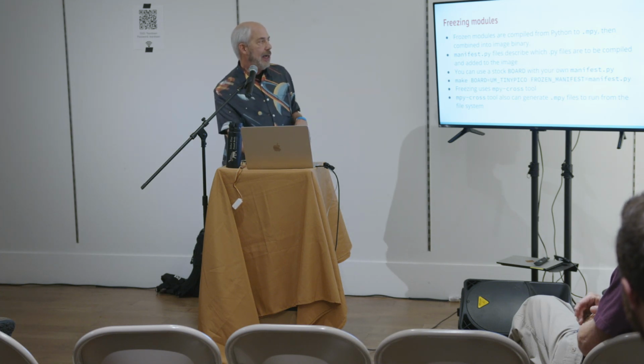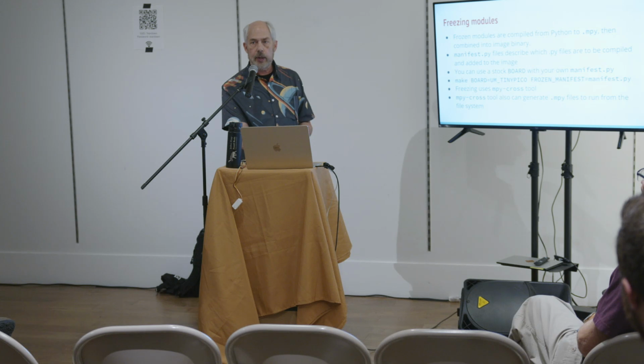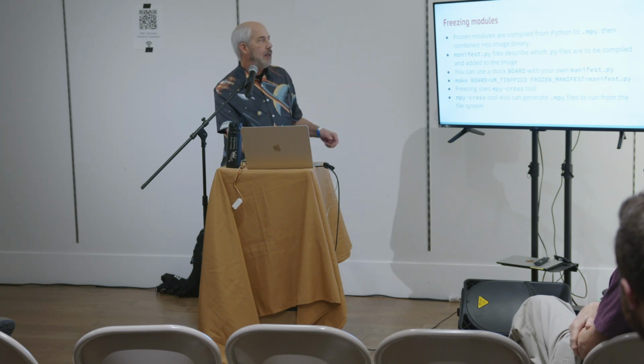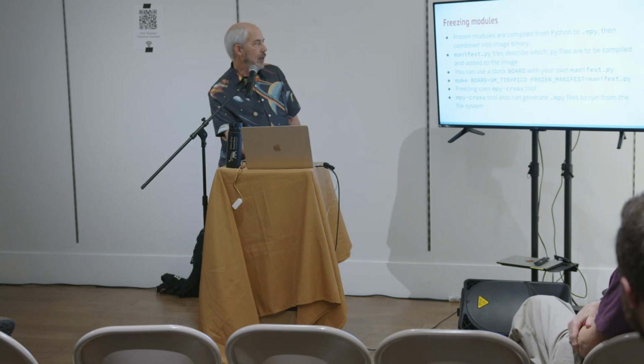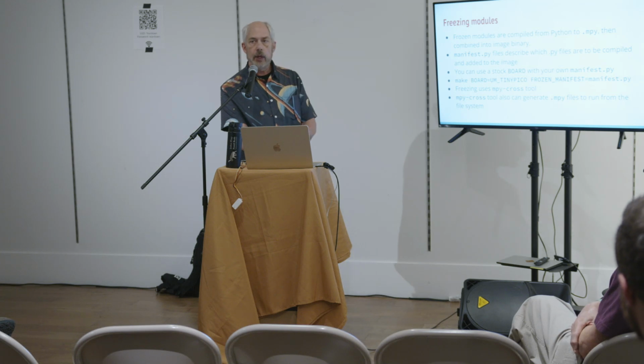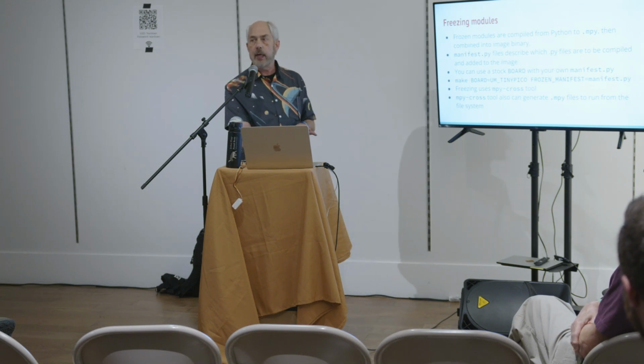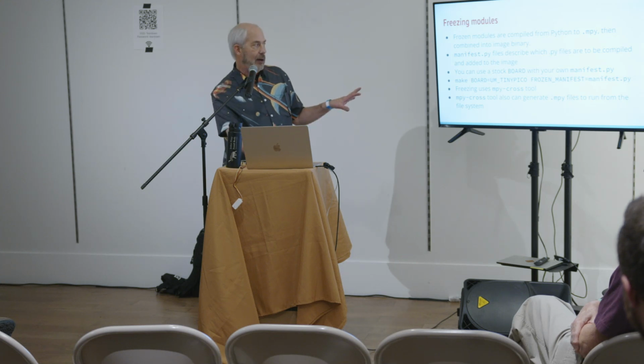Freezing modules. As I mentioned, mpy-cross is the cross compiler. It's the same as the compiler in the device itself. We use it to both produce the image and to produce distributions for library files as well. There's a manifest.py file. When you're building an image for a board, you can specify what libraries and what files will end up being frozen into the image. And that's all done in the manifest.py.